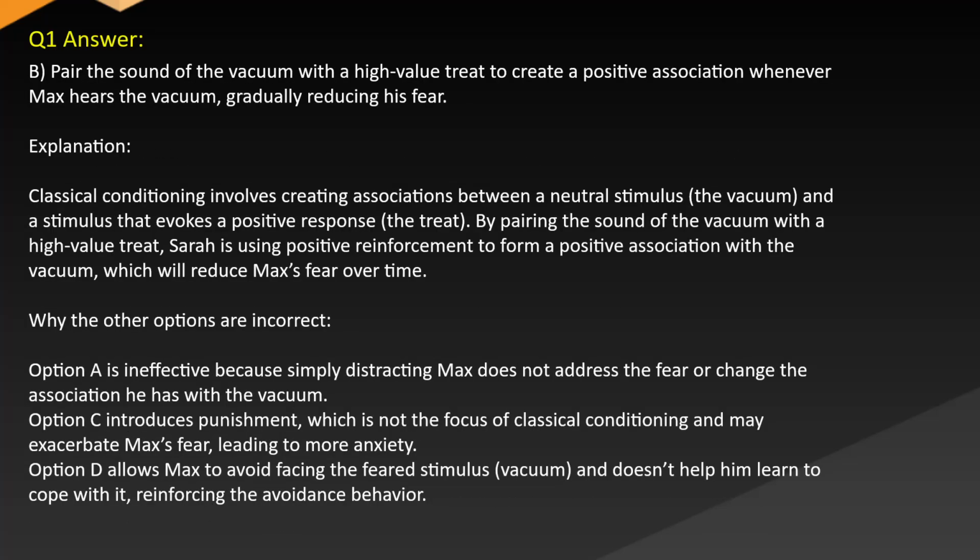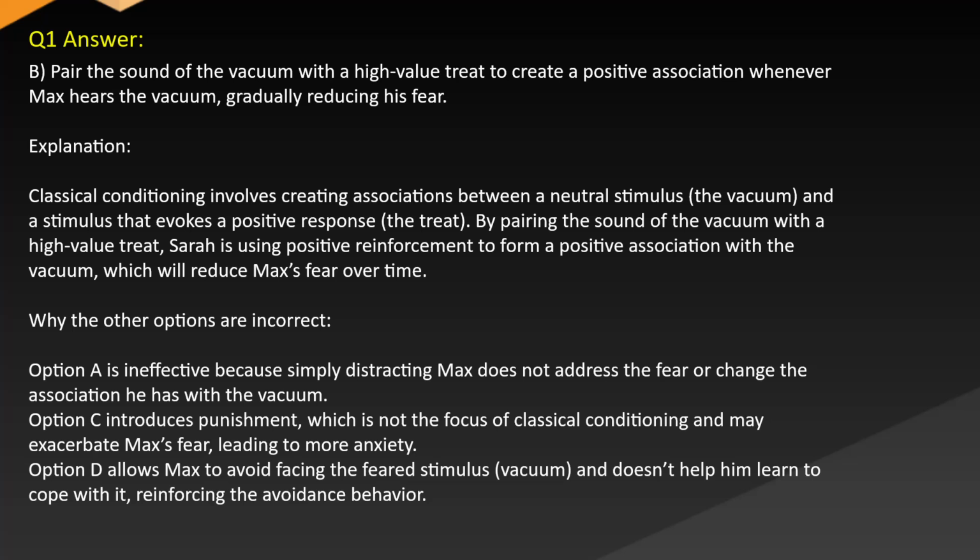Answer. B. Pair the sound of the vacuum with a high-value treat to create a positive association whenever Max hears the vacuum, gradually reducing his fear. Explanation. Classical conditioning involves creating associations between a neutral stimulus, the vacuum, and a stimulus that evokes a positive response, the treat. By pairing the sound of the vacuum with a high-value treat, Sarah is using positive reinforcement to form a positive association with the vacuum, which will reduce Max's fear over time.